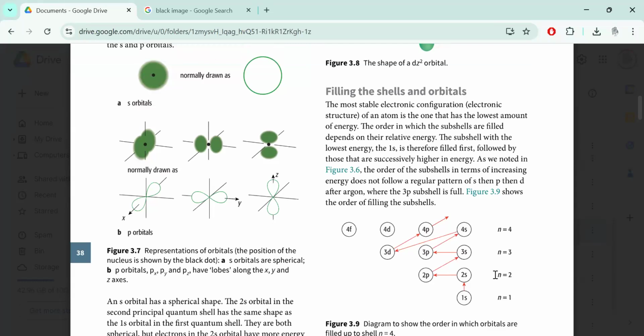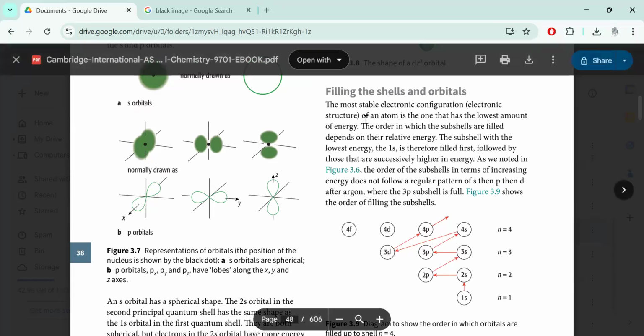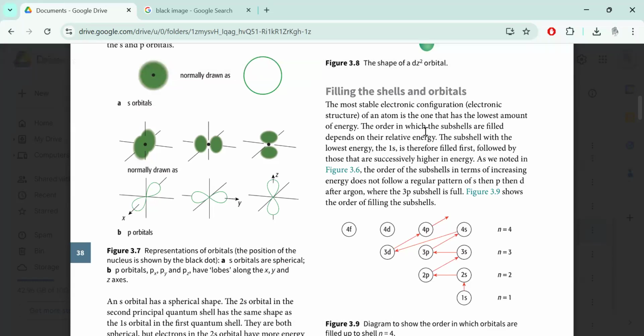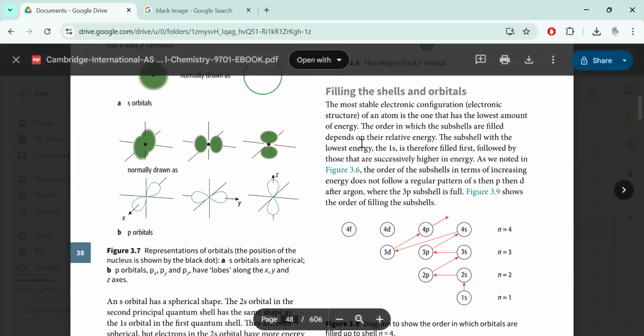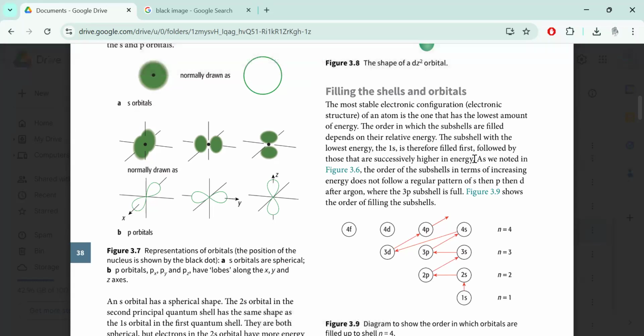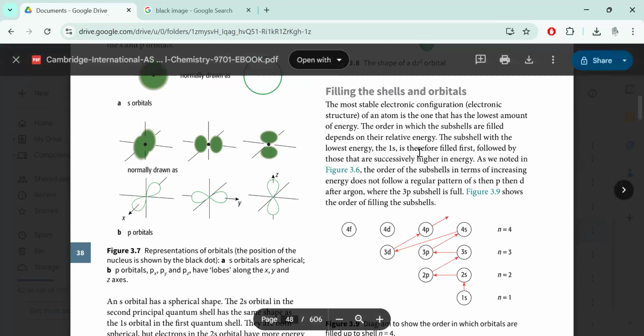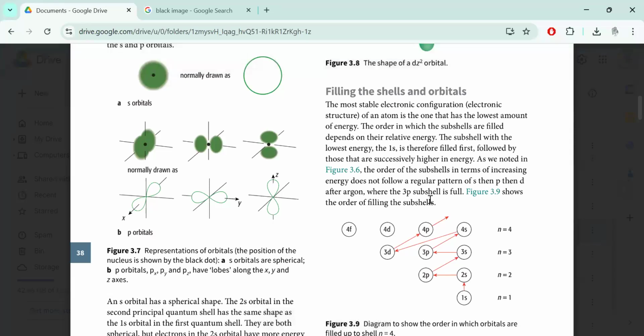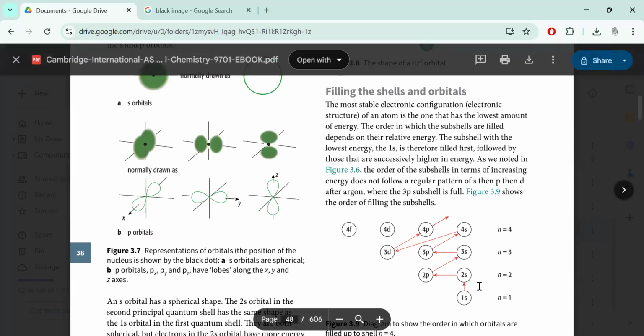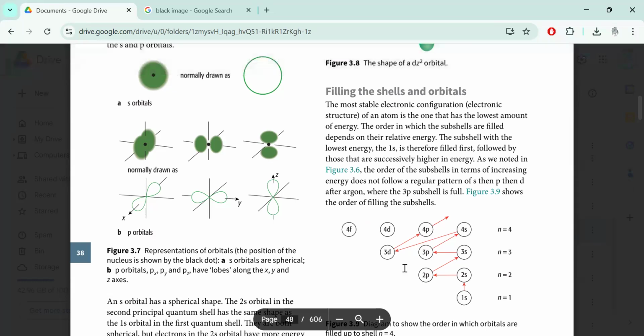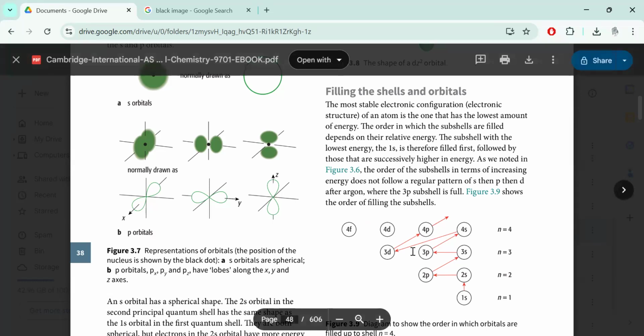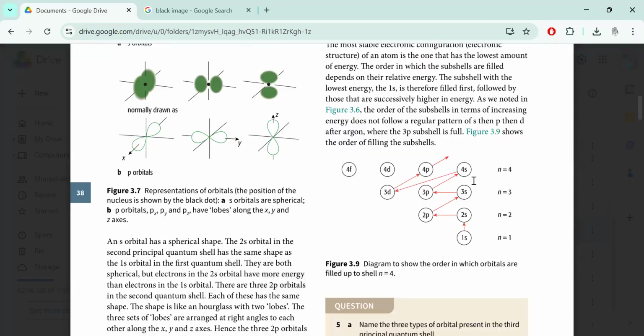Okay, so filling the shells and orbitals. The most stable atomic configuration, or electronic structure, is often the one that has the lowest amount of energy. The order in which the subshells are filled depends on their relative energy. The subshell with the lowest energy is filled first, followed by those that are successively higher in energy. As we noted in figure 3.6, the order of the subshells in terms of increasing energy does not follow a regular pattern. So here we have it: 1s, 2s, 2p, 3s, still normal, 3p, and then go to 4s, 3d, 4p. So it's kind of like an anomaly right there.